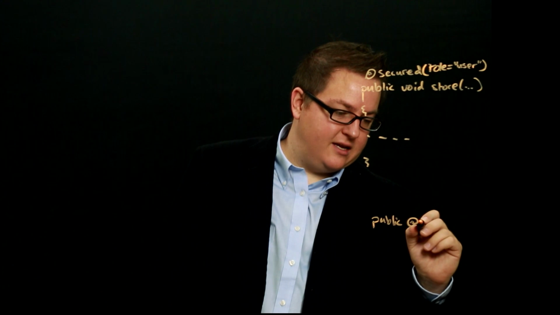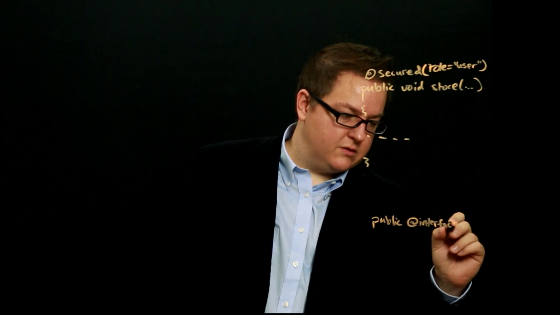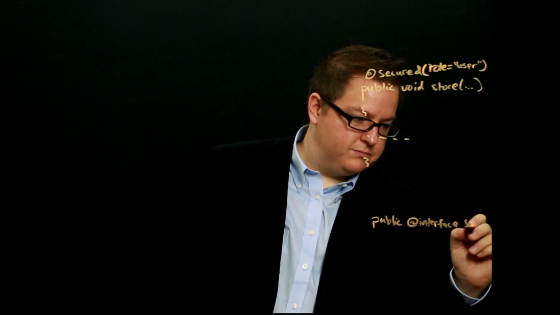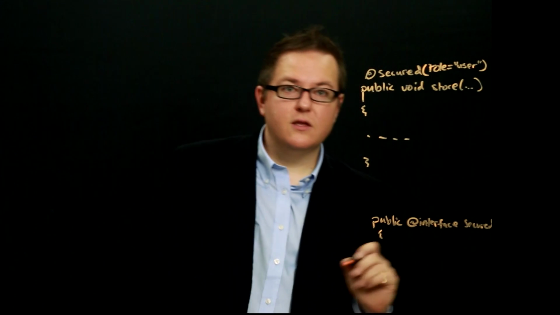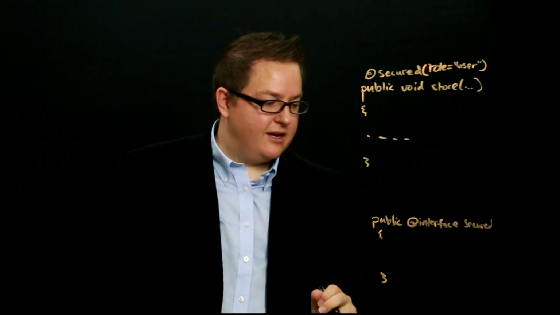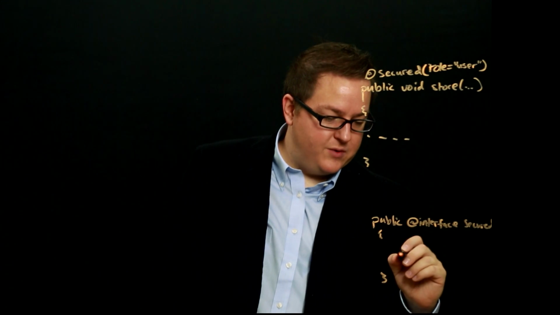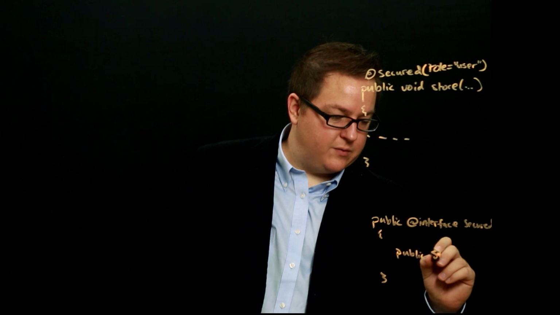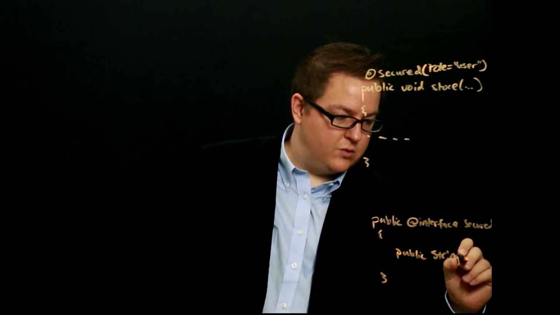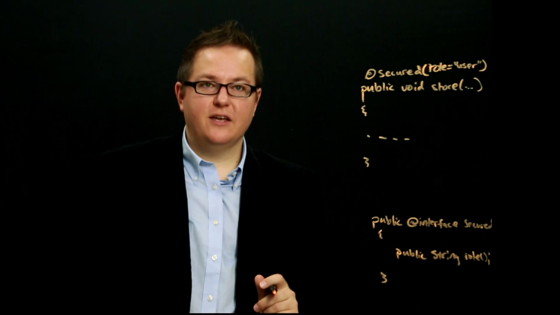we have an @interface secured. We've defined our secured interface, and this is indicating that it's an annotation, and then we would have just a public String role method that's defined in that.